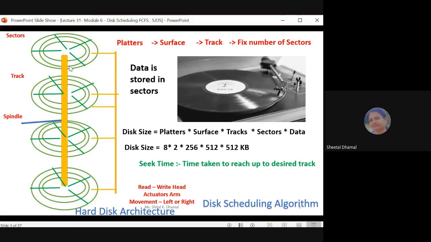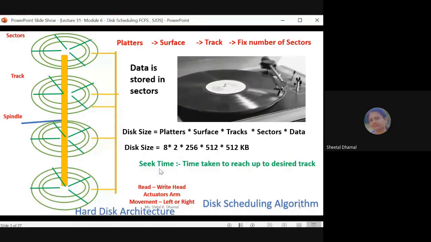Now consider track numbers from 0 to 99. If we start the index from 0, the first track number is 0, and the last one will be track number 99. Suppose currently your read write head is pointing over here, at the 0th track number. But now you want to play the song saved here. In that case, what will we do? We will move this read write head from track number 0 to track number 99.